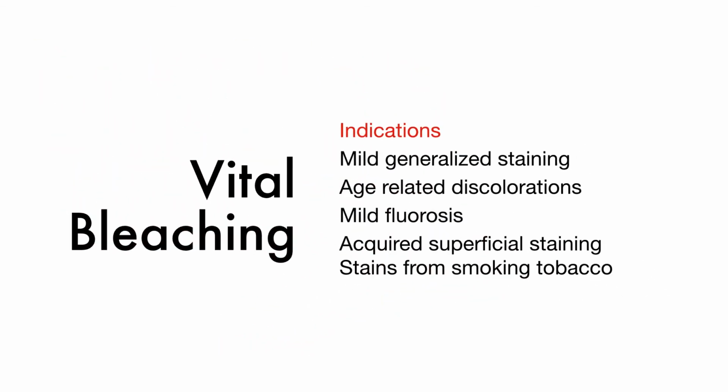In talking about the indications, bleaching is not indicated for every discoloration. Having said that, mild and generalized staining, age-related discoloration, and a very mild form of fluorosis can be treated with the help of vital bleaching. Acquired superficial staining, stains related to smoke, coffee and tobacco, can be improved with the help of bleaching. So don't think that every kind of discoloration can be improved with the help of bleaching.